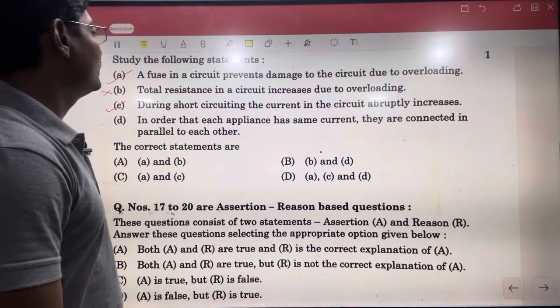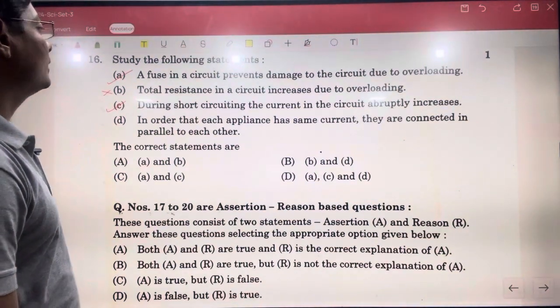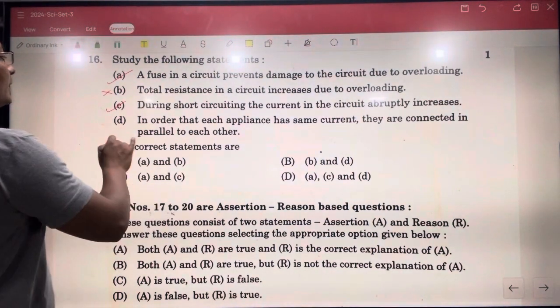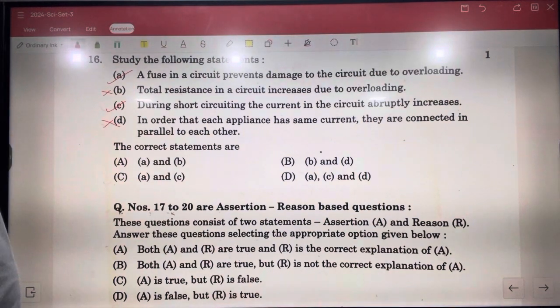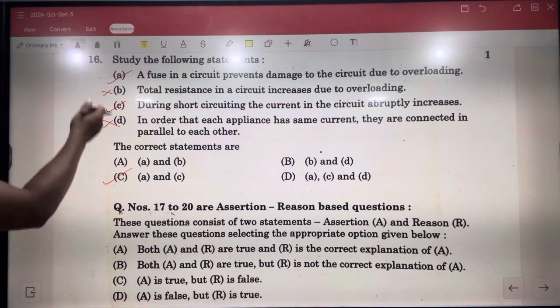Then in order that each appliance has the same current, they are connected in parallel to each other. So this is not correct. Okay, so this is also incorrect. So only A and C are correct here. So A and C is option number C. Okay, so these are the MCQ questions.